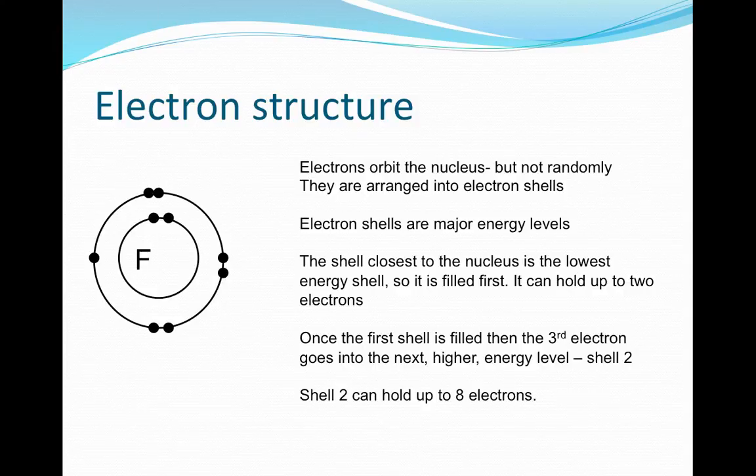This will keep going until we have a full outer shell for neon. This arrangement here, where the shell is full, that is called a stable octet, and that's what we really want.